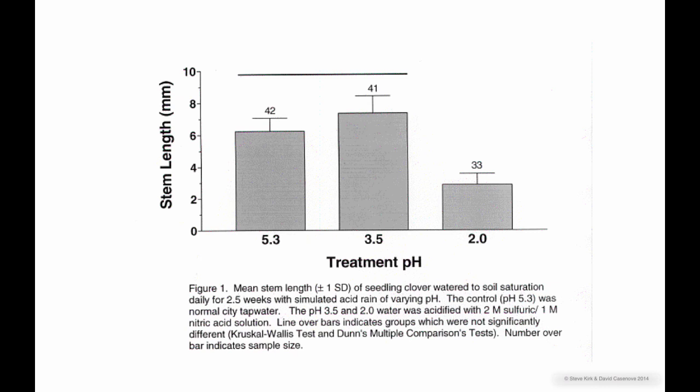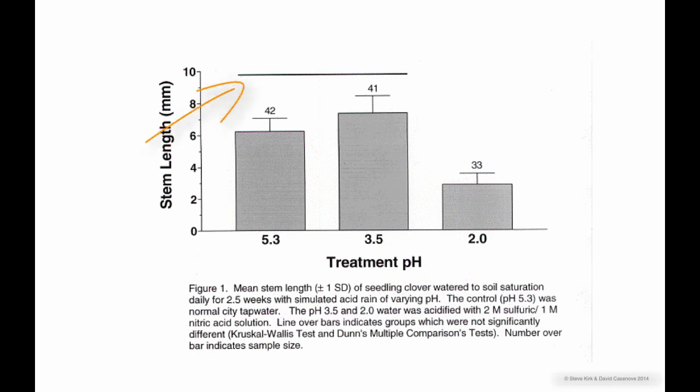Now look at this graph. It starts by saying mean stem length of seedling clover, so we know that we're measuring the stem length of clovers. Water to soil saturation daily for 2.5 weeks, so now we know what the treatment was, or how they did the experiment, with simulated acid rain of varying pH. Okay, so that's our independent variable, different pH. The control, pH 5.3, okay, so that's the control group, was normal city tap water, and it tells you the pH 3.5 and 2.0 water and how they made that.